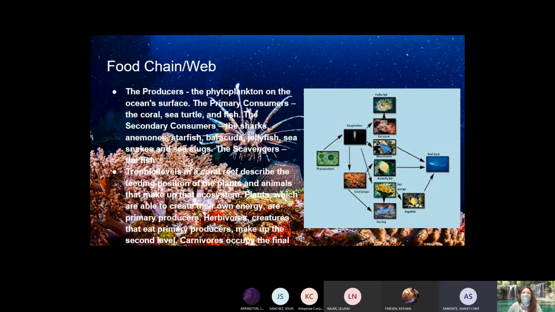And for the trophic level, in a coral reef, describe the feeding position of the plants and animals that make up the ecosystem. Plants which are able to create their own energy are primary producers. Herbivores, creatures that eat primary producers, make up the second level. Carnivores occupy the final.